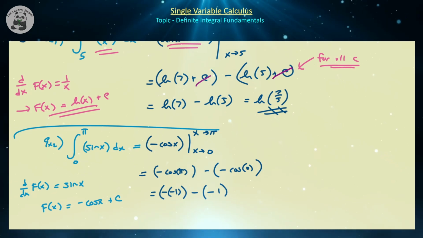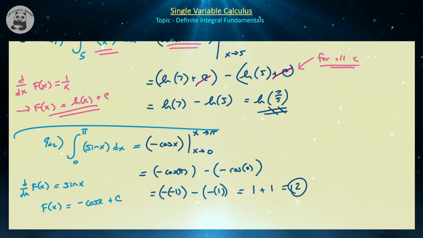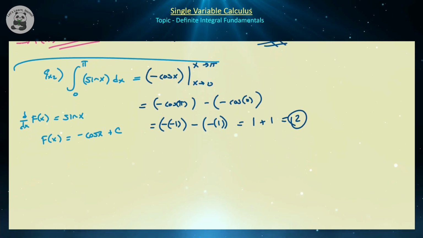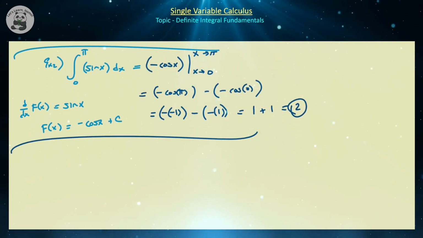Or the cosine of 0 is just going to be 1. And then we're going to have minus 1, that's going to be 1, and then minus 1 is going to be positive 1. So we're just going to be left with the very friendly number 2. So that's pretty nice. So let's look at another example, example 3.